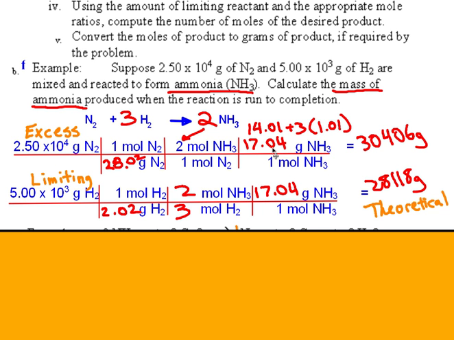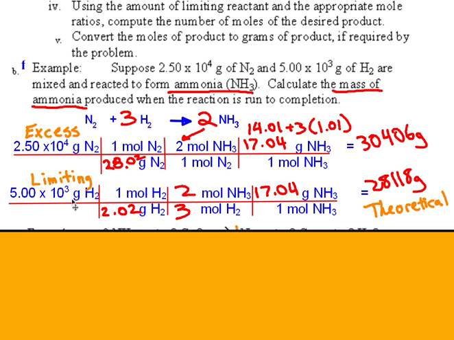Then I went about just doing the math. 25,000 times 1 times 2 times 17 divided by 28 divided by 1 divided by 1. Got this really big answer, 30,000 grams of ammonia. I have to go back through and do the same thing with the hydrogen. It's really like 2 problems in one.